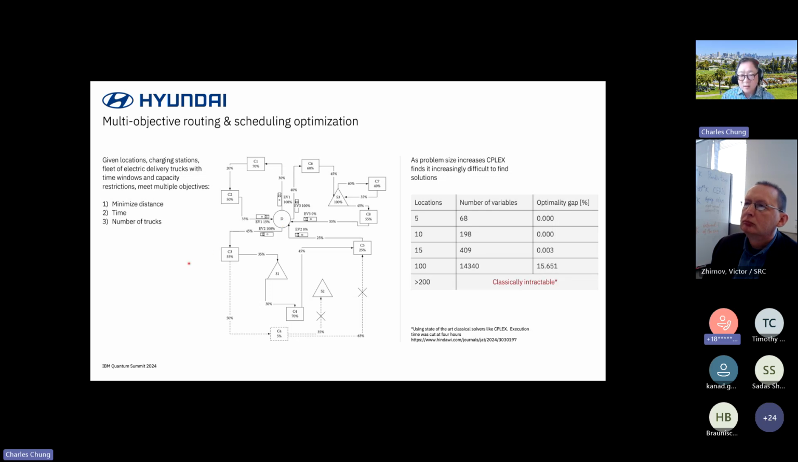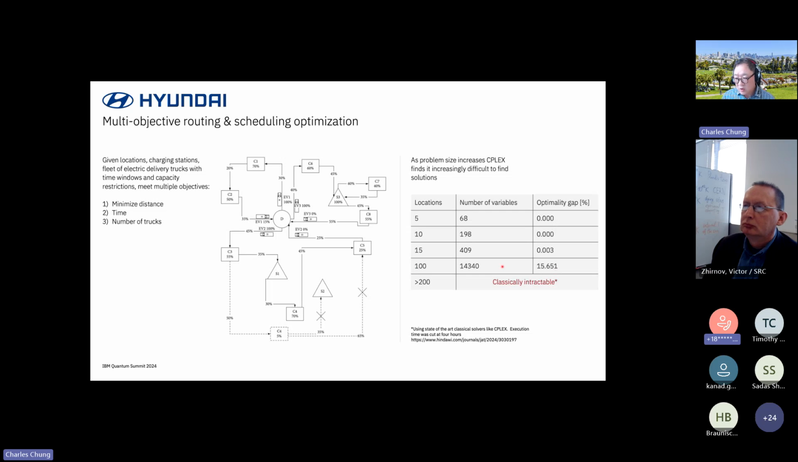And what we found, looking at this problem, is that as you increase the number of locations, the number of binary variables increases quite rapidly. And the optimality gap also increases. The optimality gap is the difference between the theoretical best solution and the solution that the solver actually finds. We use Cplex here for the classical solver. And up to 15 locations, you get a pretty small optimality gap, 0.003%. So it's performing quite well. At 100 locations, though, you start to see an optimality gap of 15%.